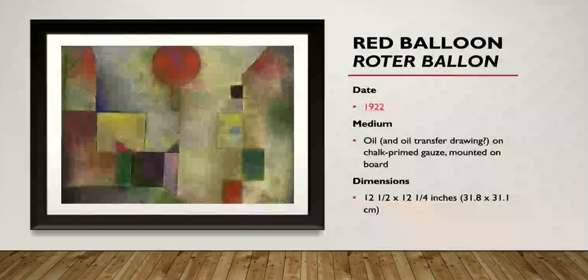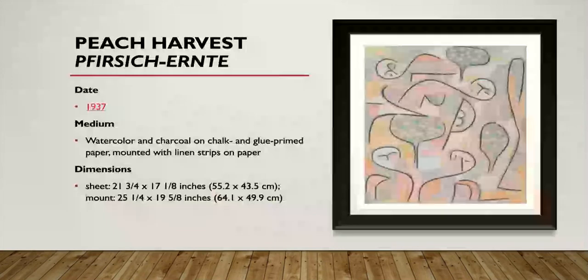How does this one make you feel? What do you think about this one? Does it give you any questions? And for our last piece, we have the Peach Harvest, done in 1937. This is a watercolor and charcoal on chalk and glue primed paper, mounted with linen strips again on the paper.